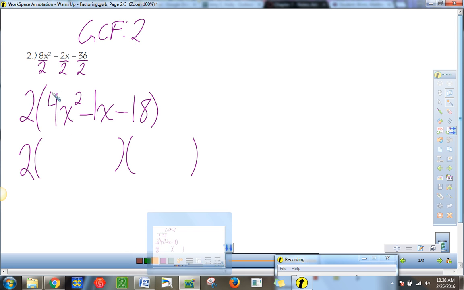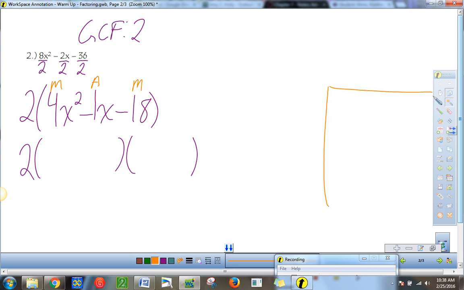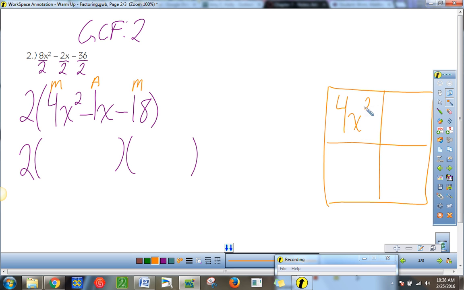I multiplied 18. And then if you're polite, right? Polite, yes ma'am. And what could you already fill in your box? You can fill out a lot of your box right away. 4x squared. Yep. And a negative 18, right?